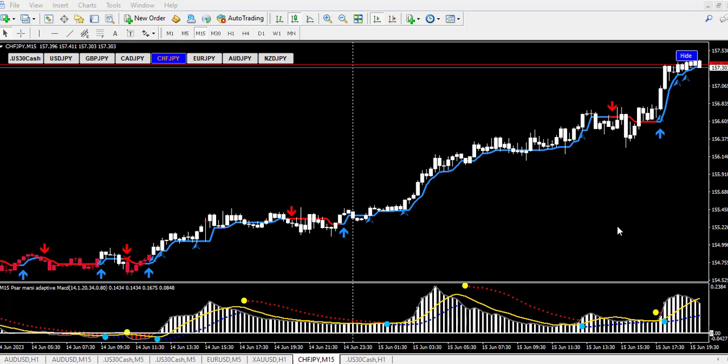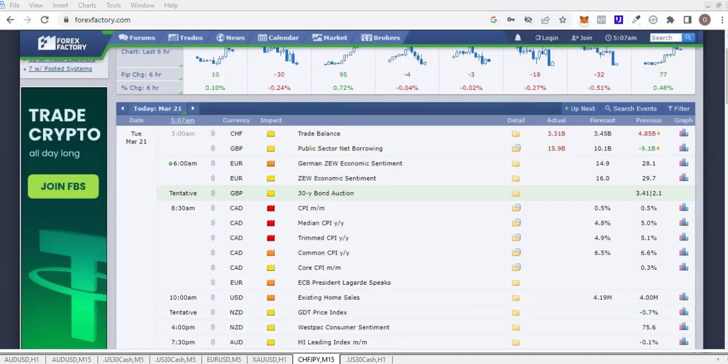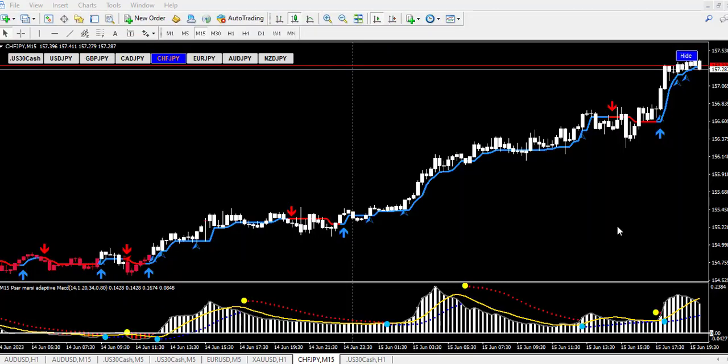Before you take any trade on a daily basis, make sure you check Forex Factory to see if there is any news concerning any pair or currency you want to trade before you take your trade. This will prevent you from trading against the news, because the news can affect your technical analysis. So it is important that you check a news aggregator like Forex Factory before you take your trade.